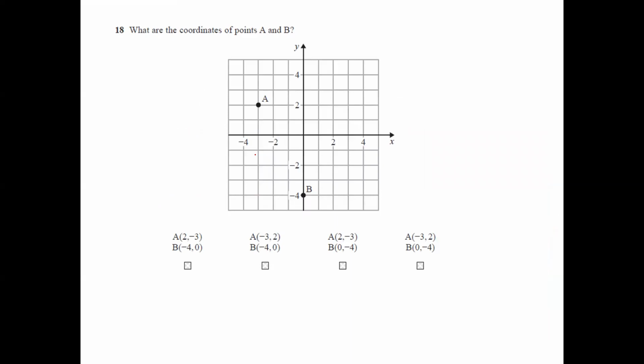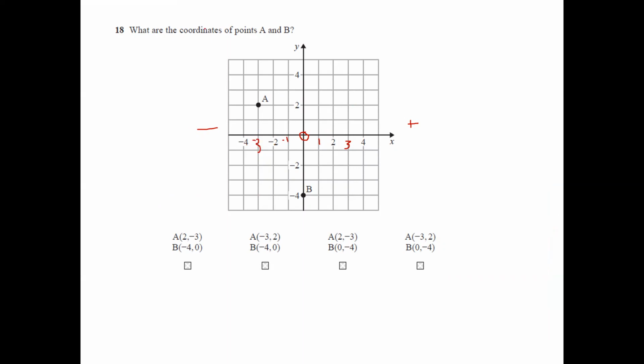18th question. What are the coordinates of point A and point B? Right. So this is a coordinate grid and this is the origin. If you take the x-axis, positive goes to the right and negative goes to the left. So this is 1, 2, and this is 3, 4, like that. And on the negative side, this is -1, -2, this is -3, and this is -4. Likewise, it should go. Right.